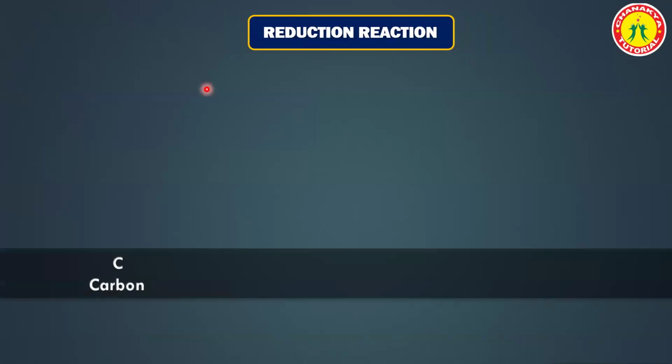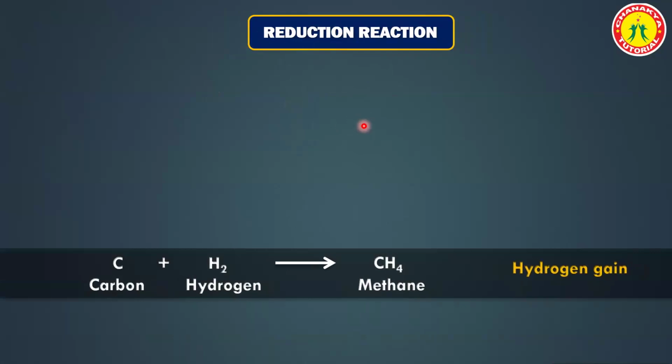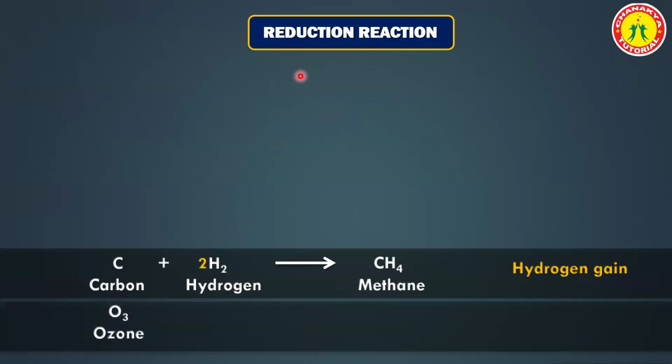Now reduction reaction, it is the opposite of oxidation reaction. What was happening in oxidation reaction, if you remember? It was addition of oxygen and removal of hydrogen. But what happens in reduction reaction? Removal of oxygen and addition of hydrogen. For example, to carbon, we added H2 to give CH4. So in carbon plus hydrogen, we are adding hydrogen, and addition of hydrogen is an example of reduction reaction.